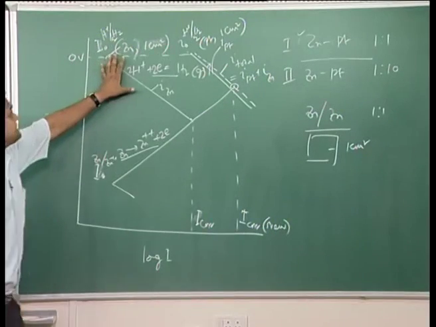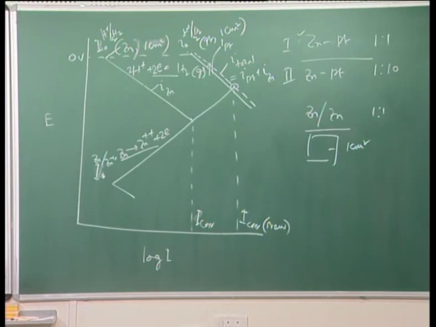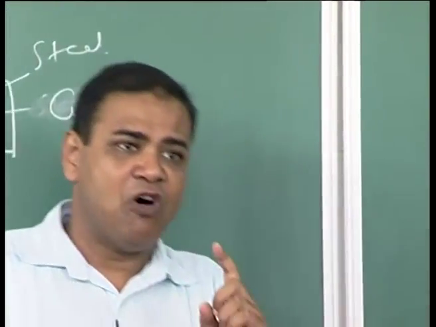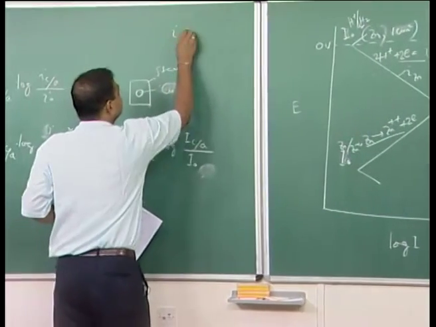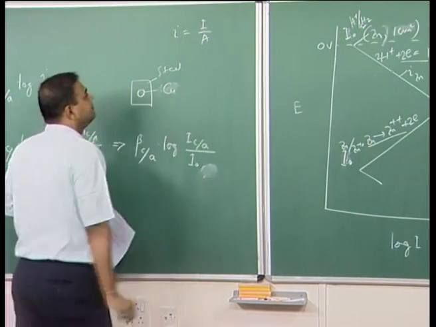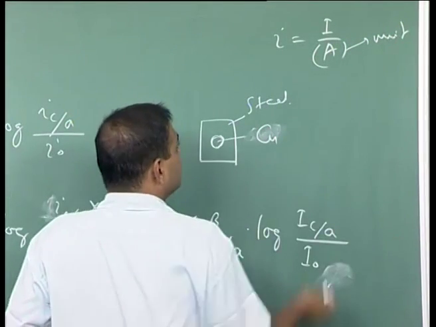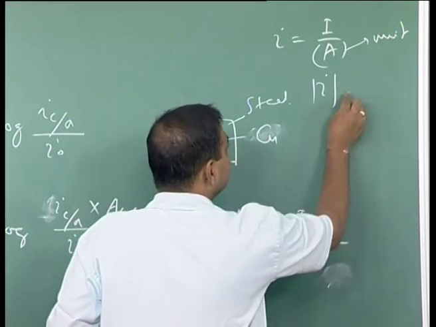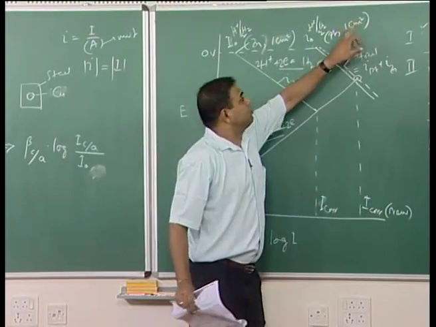And up to this, whether you are using capital I or small i does not matter, because finally you are going to have 1 centimeter square area. So the value of current density would be equal to the value of total current, because if you consider I, that means capital I by area, and this area is unit area. So, i mod would be equal to capital I mod, if you are taking 1 centimeter square in both the cases.